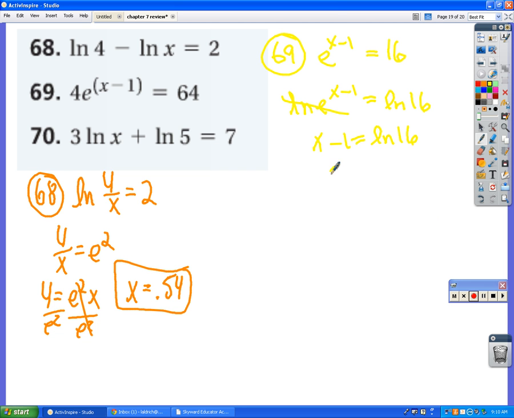Add 1 to both sides, so natural log of 16 plus 1, which is... wait a minute. Final answer with the plus 1. Did you close the parentheses on the 16? Well, I get it. 3.7. Wait, 7.